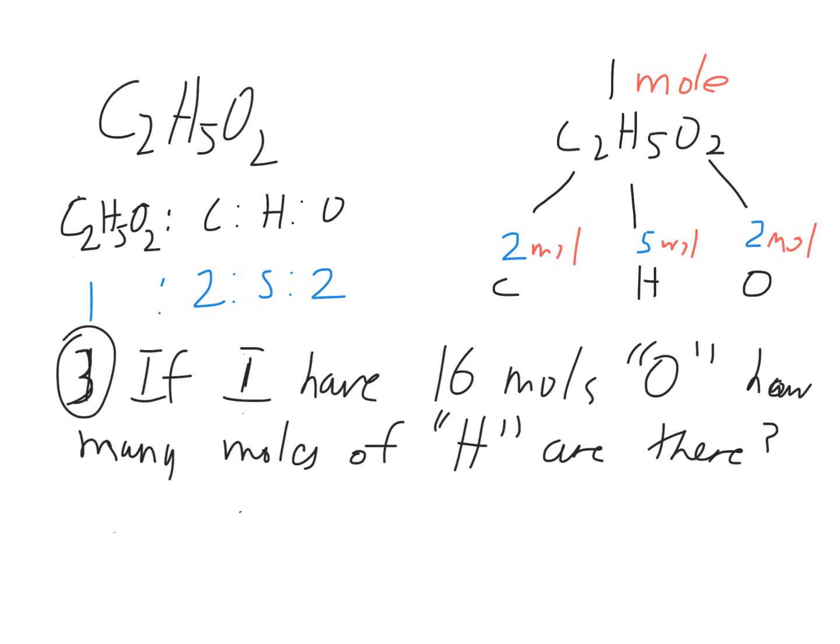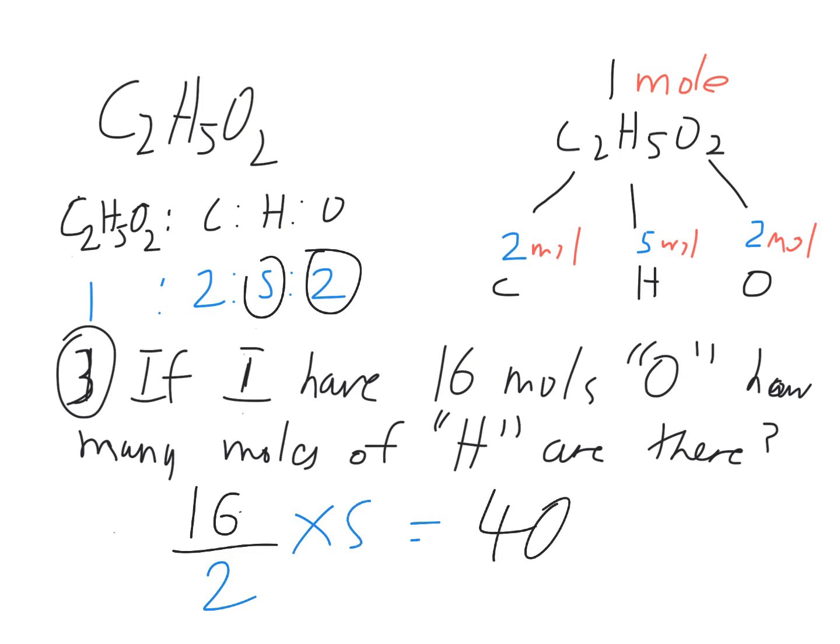Things get slightly harder if you start looking at the ratio of oxygen to hydrogen. So let's say I've got 16 moles of oxygen and I want to know how many hydrogens I have. What I do here, step by step, is exactly the same. I do 16 divided by whatever oxygen's number is in the ratio, in this case 2, divided by 2, and then times by hydrogens, which is 5. So I go 16 divided by 2 times by 5. And that should give me an answer of 40.